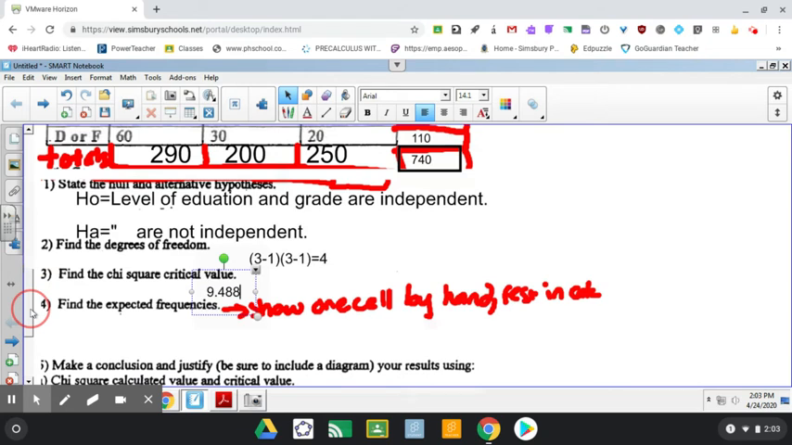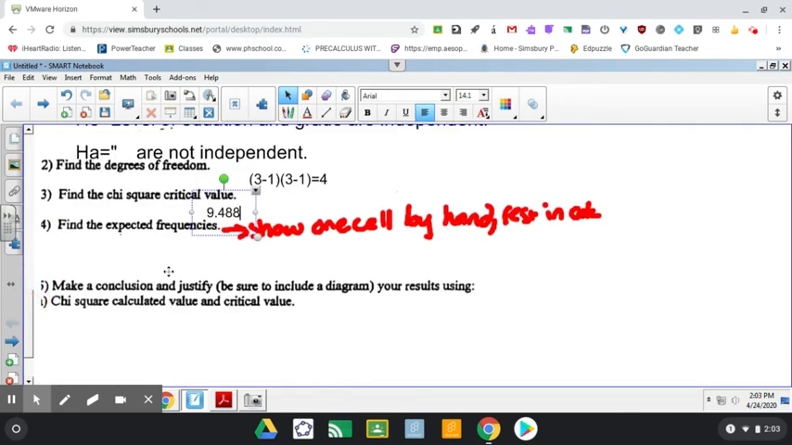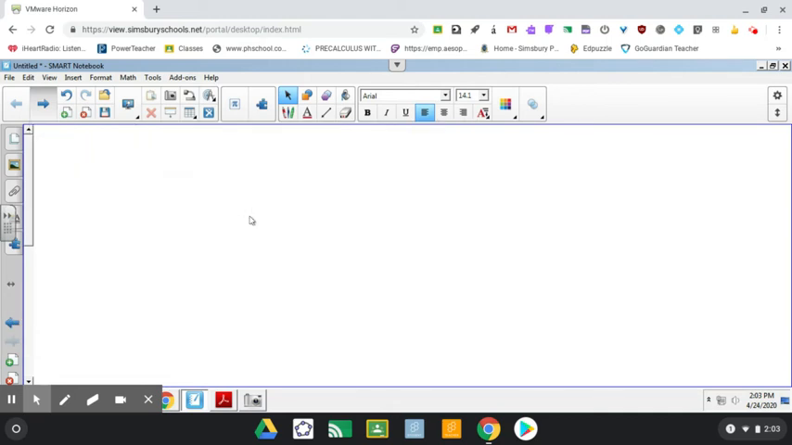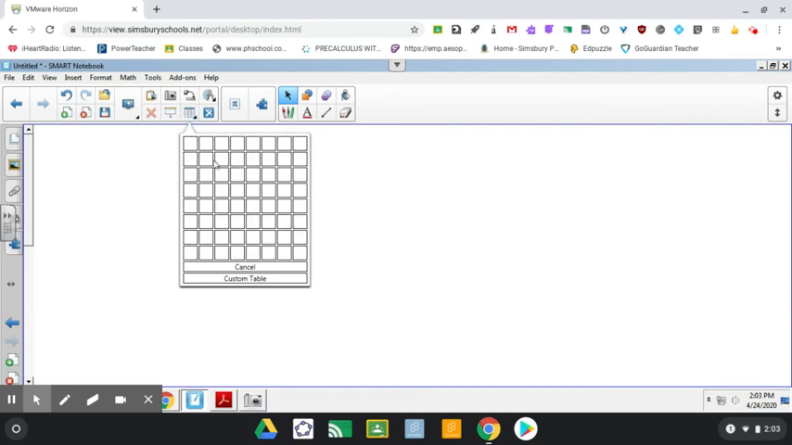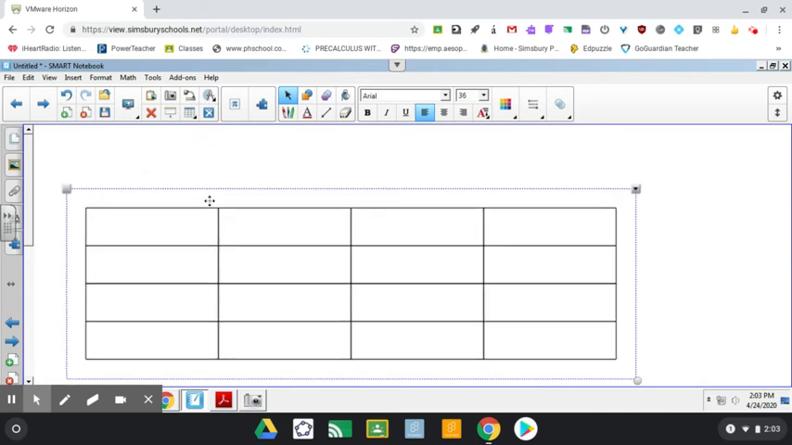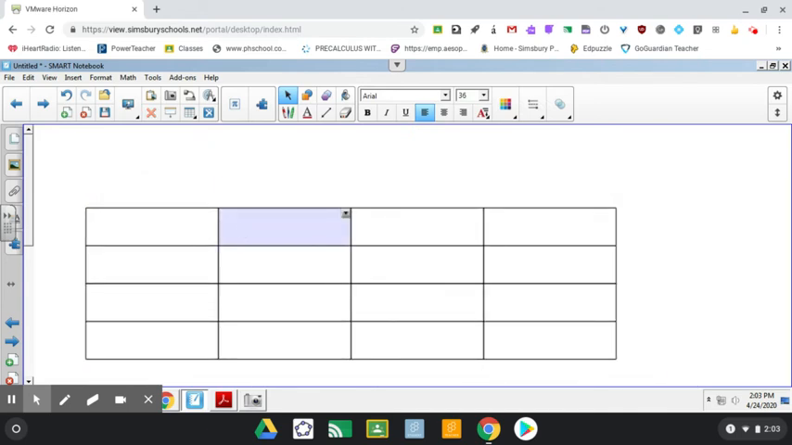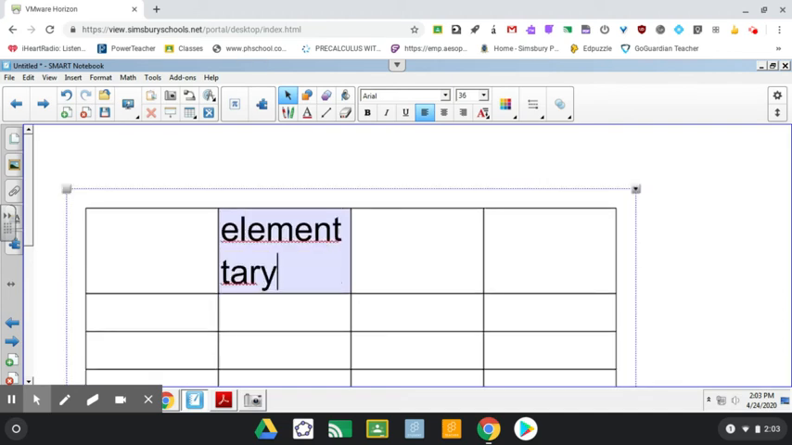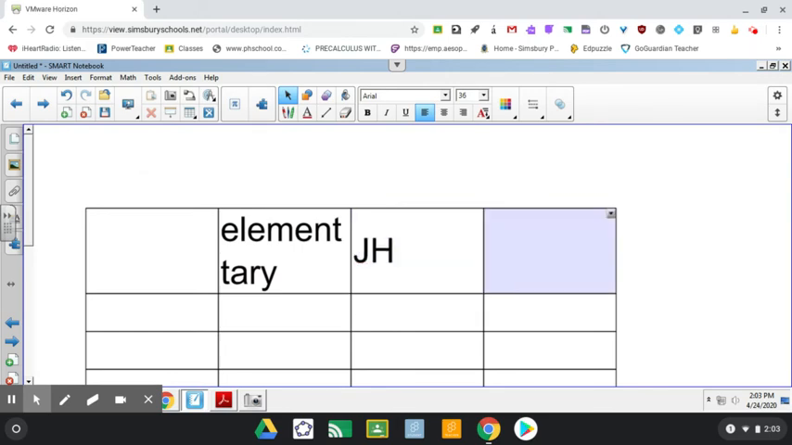And then we're going to just do it in the graphing calculator so you can see how it works. Okay, I'm actually going to do this on the next page because it'll be easier for you to see. So we're going to make a table. We're going to make it a 3 by 3 because that's what we're given. But then so I can have titles, I'm going to make mine a 4 by 4. So this is elementary. This is junior high. This is senior high.